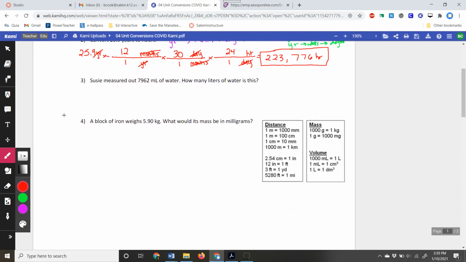In this particular one, it says Susie measured out 7,962 milliliters of water. Because of that, we're going to notice that we're starting with the unit milliliters.